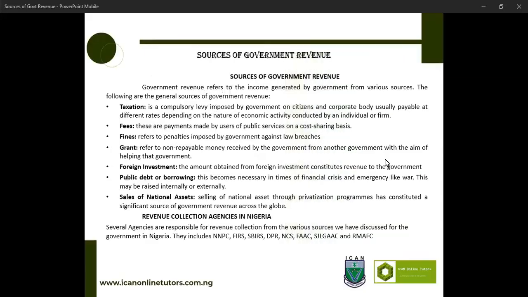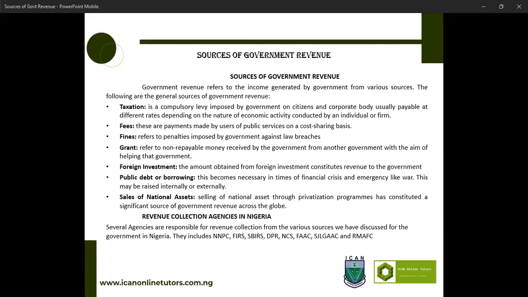We are talking about the sources of government revenue. Governments generate revenue through various sources, which include the following. We have taxation, fines, fees, grants, foreign investments, public debts or borrowing, and sales of national assets. All these form part of the basis at which governments generate revenue. Government revenue refers to the income generated by government from various sources. The following are the general sources of government revenue.